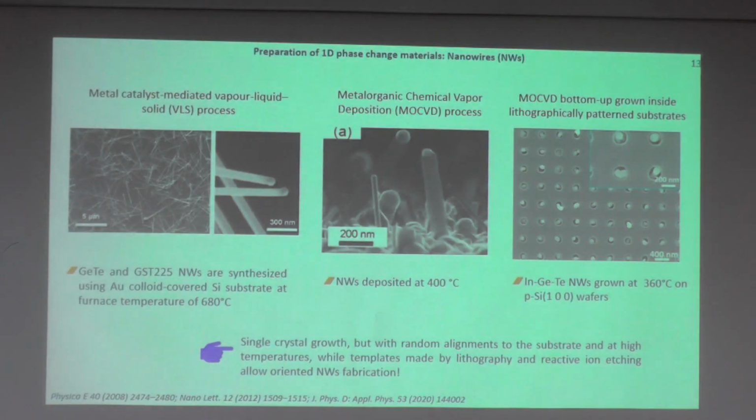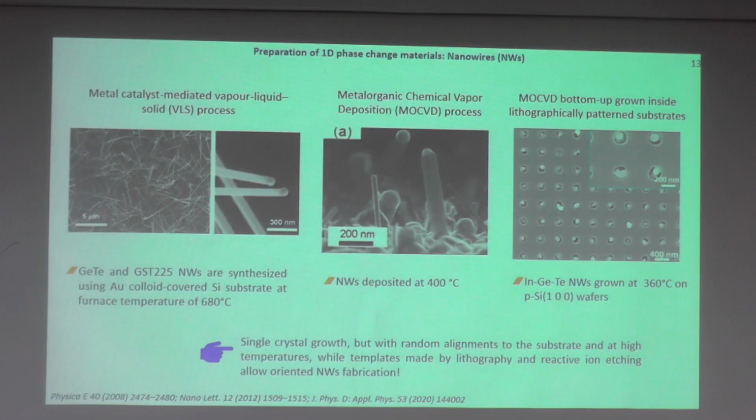So now let us look at some properties of 1D objects. 1D objects, these are nanowires. The nanowires can be produced by using the so-called VLS process. This is vapor-liquid-solid, but for this process you need a special catalyst which helps the nanowire to grow. In this case you use gold, and nanowires like germanium telluride and GST can be grown on a substrate at a temperature of 680 degrees C.